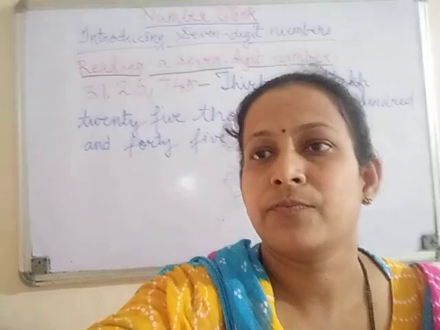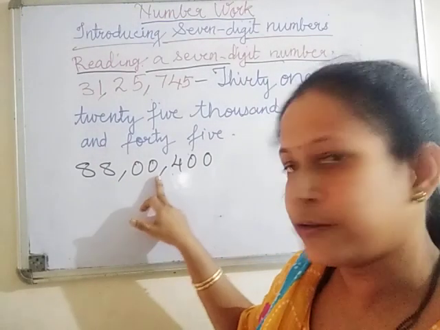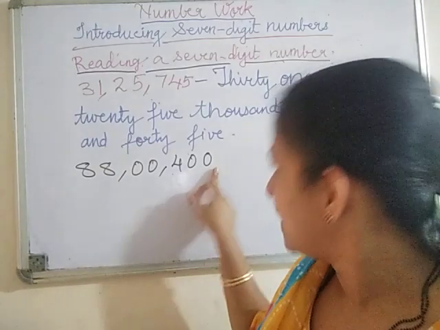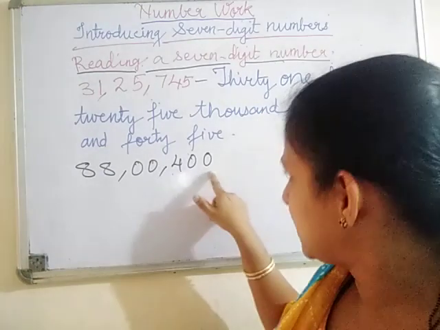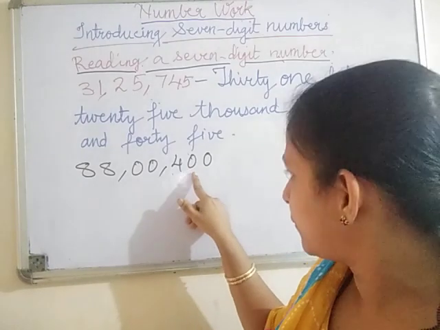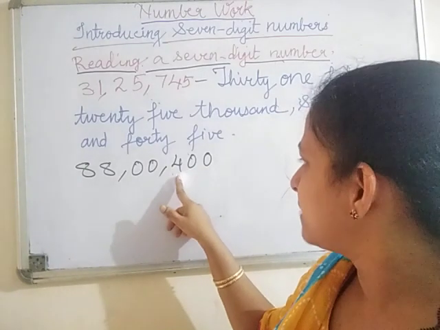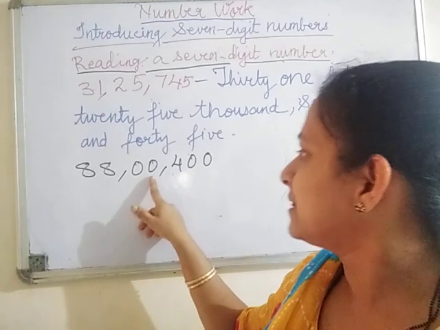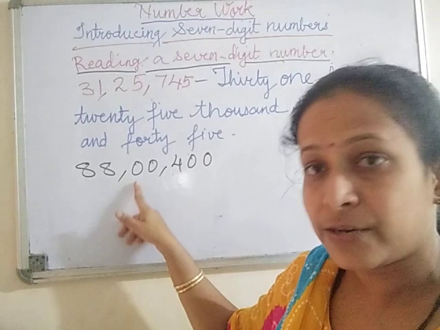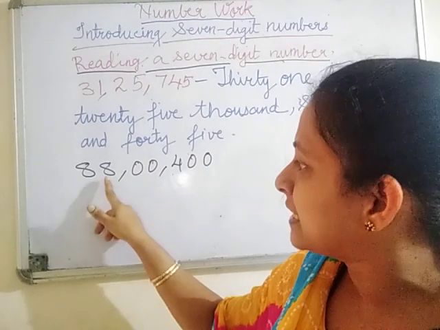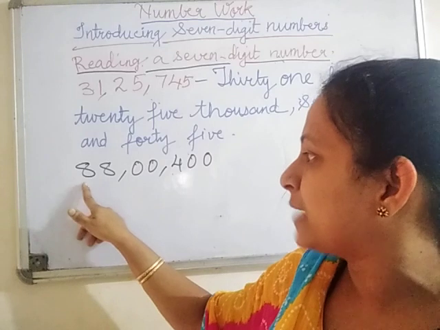Okay. So the next number is 88,00,400. Let's try to read it. Fine. So in the units place there is 0. Again in the tens place also 0. Then in the hundreds place we have 4, so this will be read as 400. In the thousands place there is 0. In the 10,000 place also there is 0. Then if you see, in the lakh place there is 8. And in the 10 lakh place we have 8.